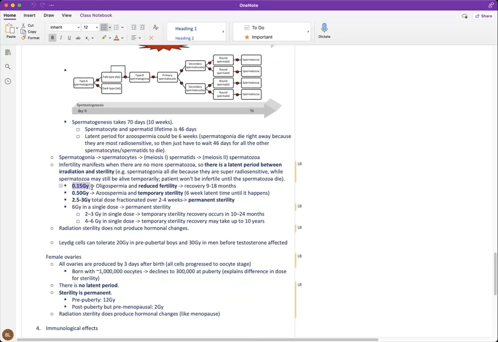At a dose of 0.15 gray, you get oligospermia and reduced fertility, and you recover in 9 to 18 months. At half a gray, you get azoospermia and temporary sterility. And again, a 6-week latent time until it happens.